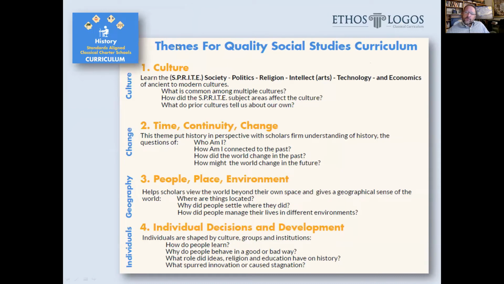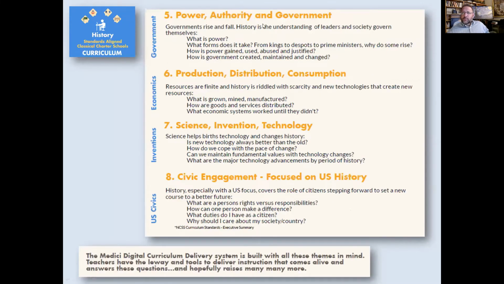So what our social studies program is built around is what's happening over time with culture. How does continuity and time change, and what does that do to human civilizations? What does the place and environment look like? Where, for instance, why did we settle around the Nile and start the agricultural revolution around there? So we kind of break into those places, and then individual decisions and developments. How does power and government?